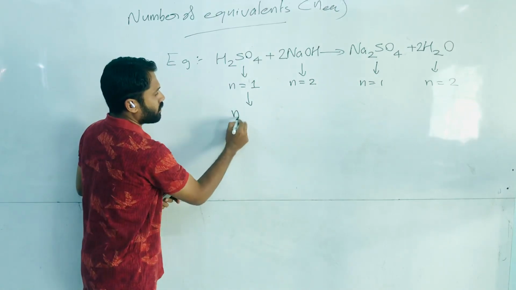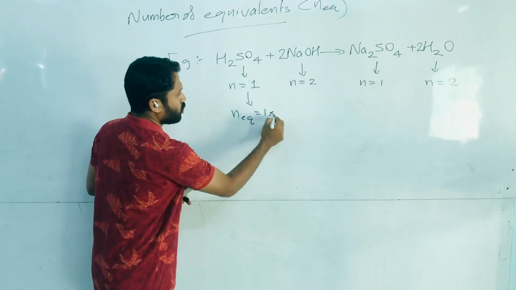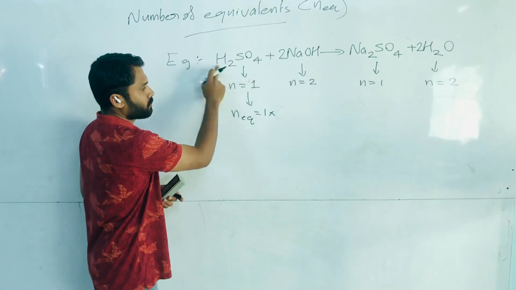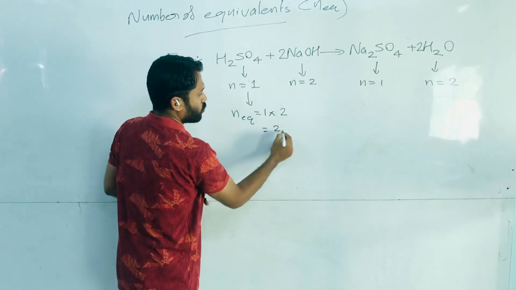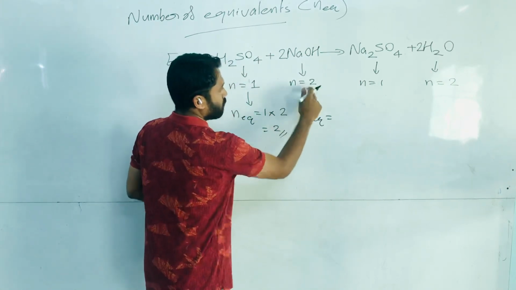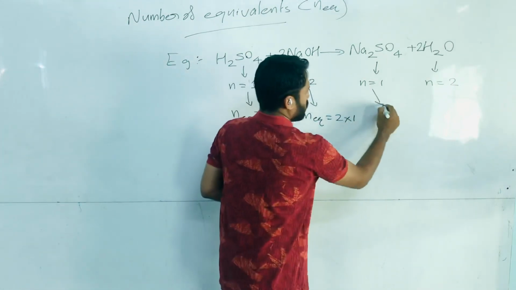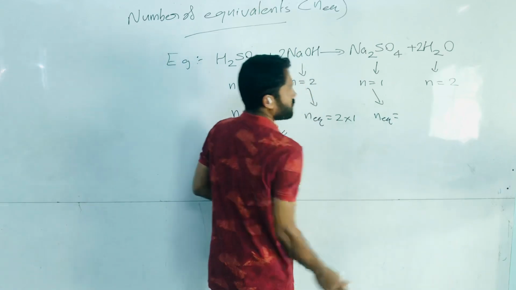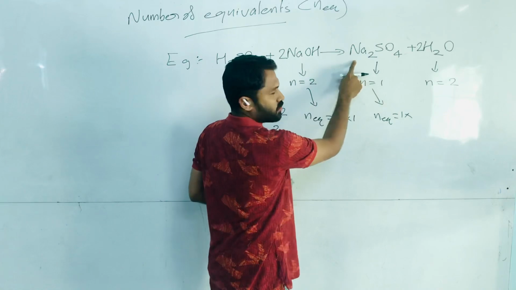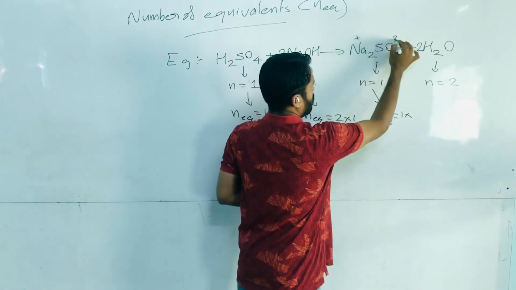Now I am calculating number of equivalents. How will it be? Number of moles into its valency. For an acid, valency is the number of replaceable H plus ions, so that is equal to 2. What about number of equivalents? Number of moles 1 into valency 2. For NaOH, number of moles 2, valency 1. In an ionic compound, we use the number of positive charges or negative charges.